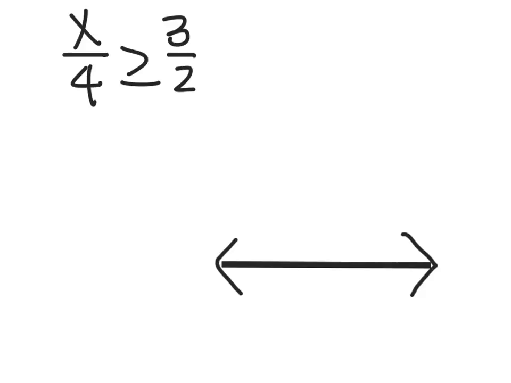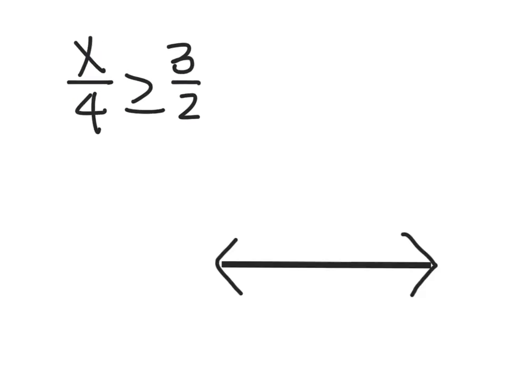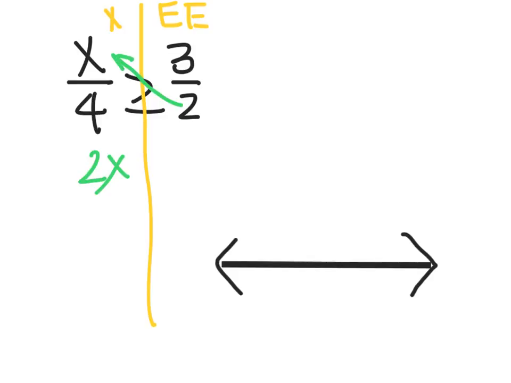So our final problem is x over 4 is greater than or equal to 3 over 2. So I'm going to go ahead and draw my line. I'm going to label my sides as x's and everything else. Again, if I have fractions, the easiest thing to do is to cross multiply. When I cross multiply, I multiply the bottom times the top. X times 2 is 2x. And I multiply again the bottom times the top. 4 times 3 is 12. And my sign's going to stay the same because nothing I multiplied by was negative.